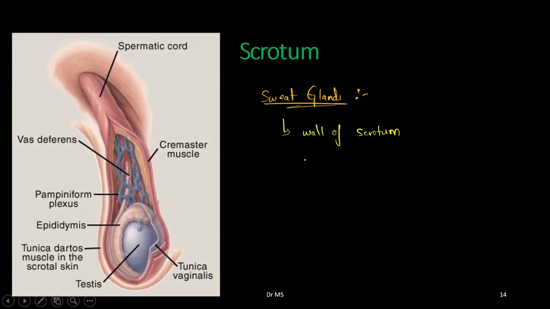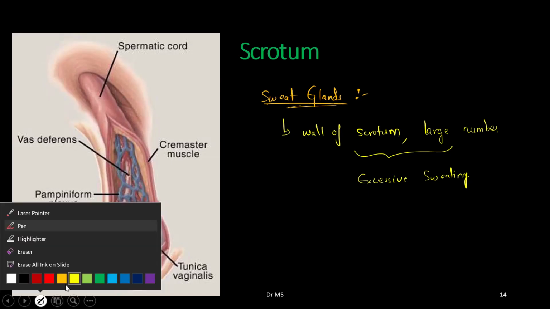As they are present in the wall of the scrotum, they are present in abundant number. They are in large number, and all these sweat glands will produce excess sweating. So there will be excessive sweating, and this excessive sweating will absorb the heat and evaporate. This mechanism will make the scrotum cool down.